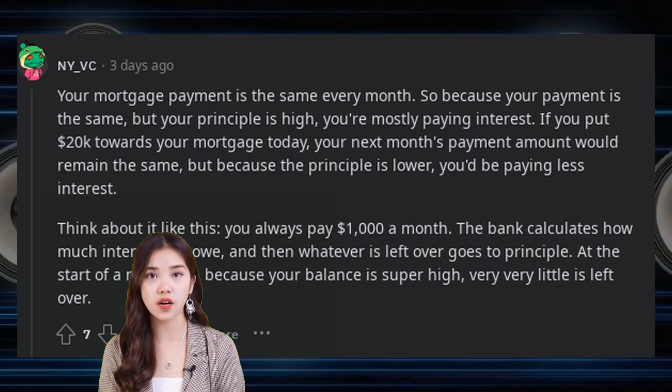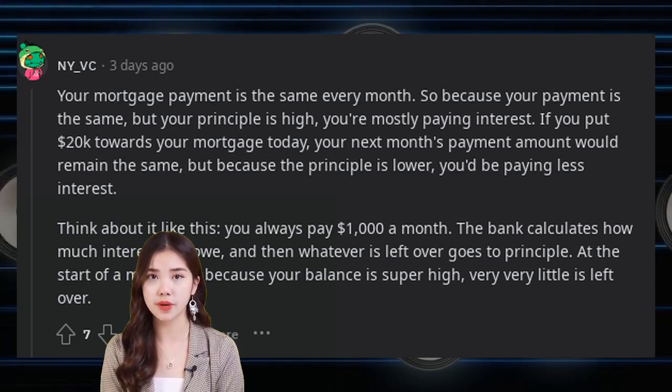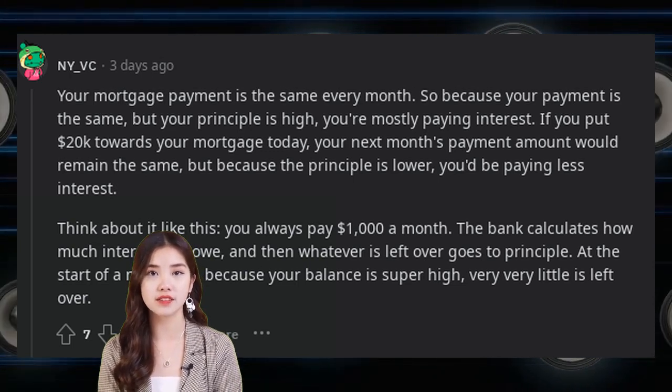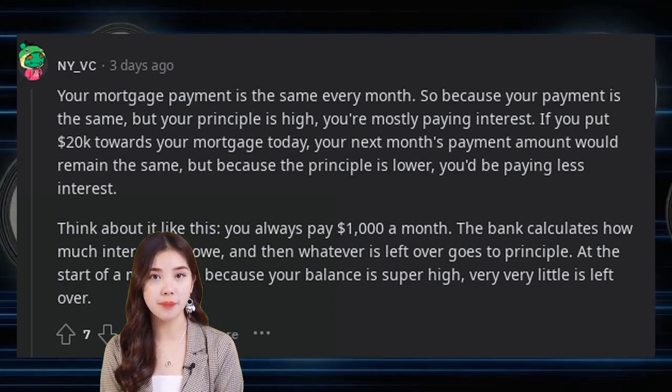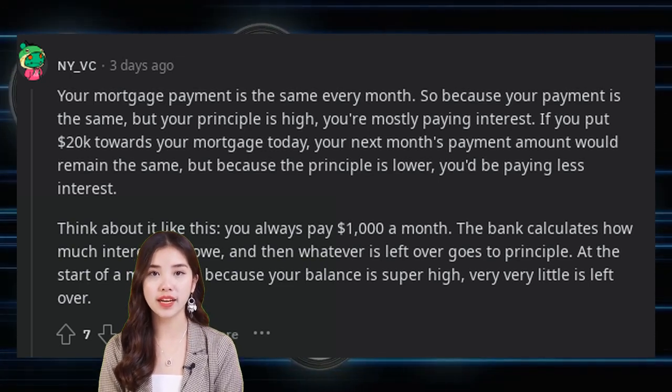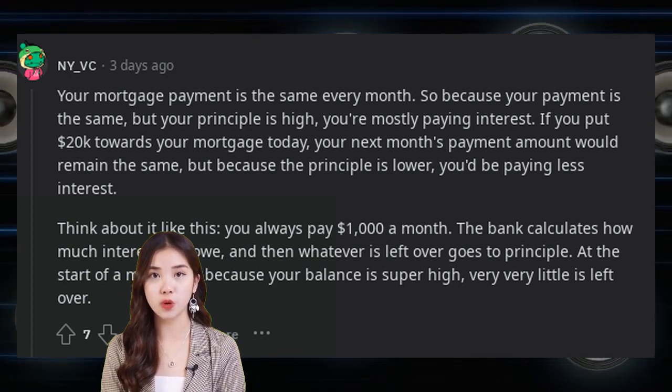Think about it like this: you always pay $1,000 a month. The bank calculates how much interest you owe, and then whatever is left over goes to principal. At the start of a mortgage, because your balance is super high, very little is left over.